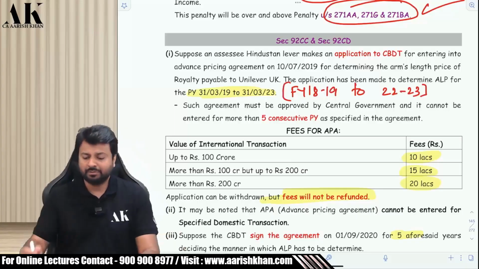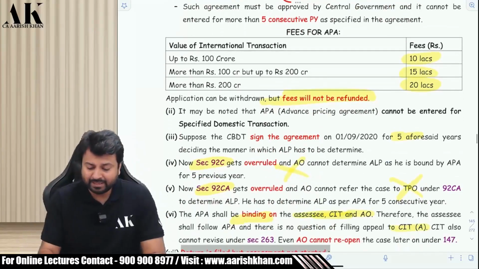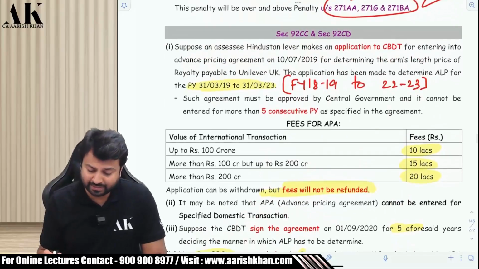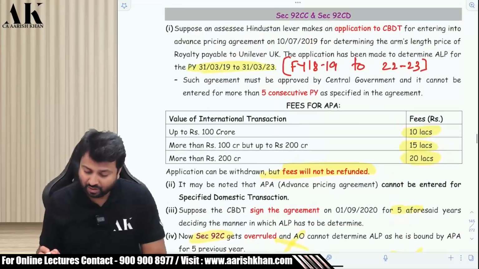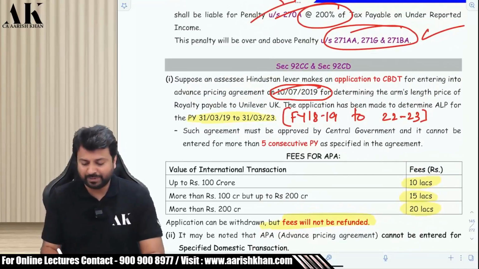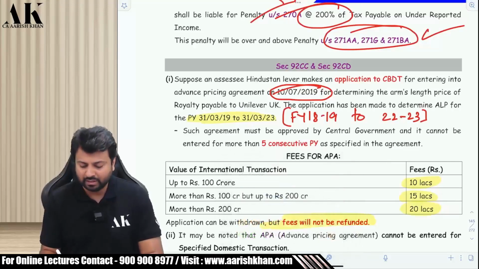Okay, now suppose for example the SSE has made an application. Suppose, pay absolute attention. Suppose the SSE has made an application to the CBDT in the month of July 2019. Now you have to pay absolute attention because this is the tricky part. Now suppose you have made an application to CBDT in July 2019.